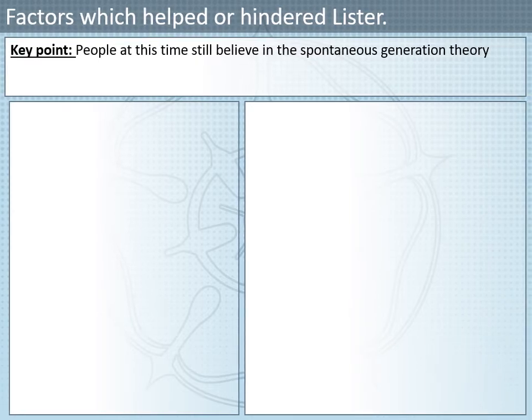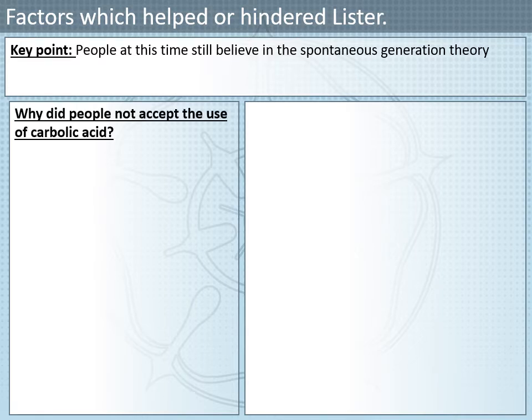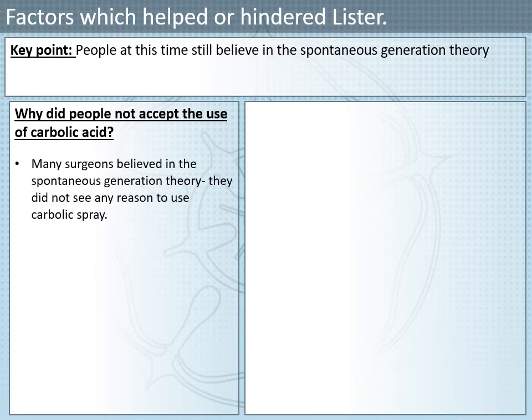So there are some factors that help and hinder Lister. Just to remind you, at this time people still believed in the spontaneous generation theory. So why are people not accepting the use of carbolic acid? Many surgeons believed in the spontaneous generation theory, so they didn't see any reason to use carbolic spray.